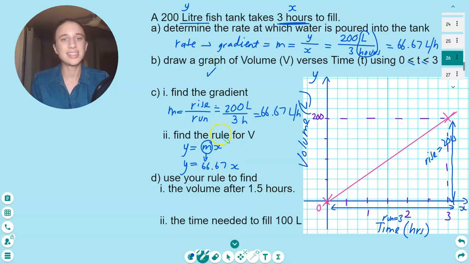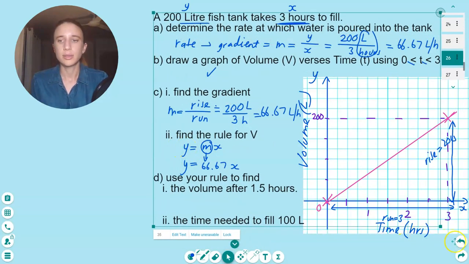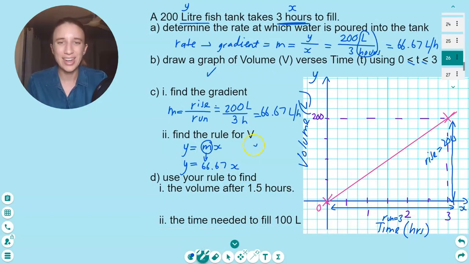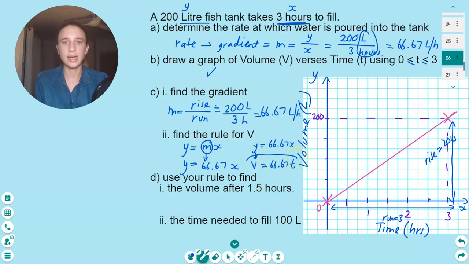Use your rule to find the volume after 1.5 hours. All right, and actually it says find the rule for V. So I'm going to replace, that's not good. It's going great so far. All right, I'm just going to write this here and replace with my real world variables. Remember I said that y was the volume, and the x-axis is always time. So this is our rule.